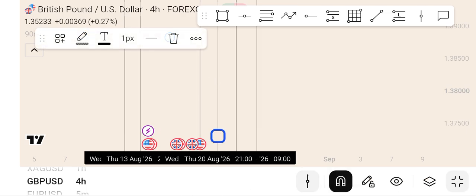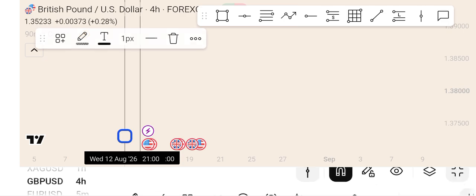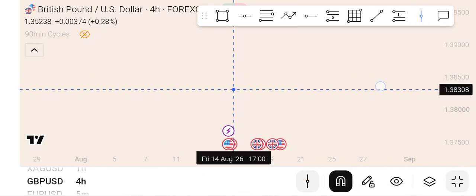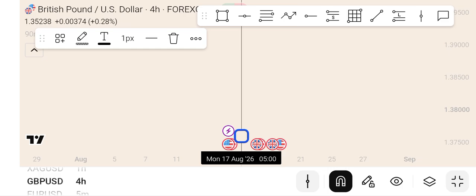Sequential SMT happens. So now let me explain what an SMT is for you. An SMT occurs between two correlated assets. What are two correlated assets? We have GBP USD and Euro USD. We have gold and silver.